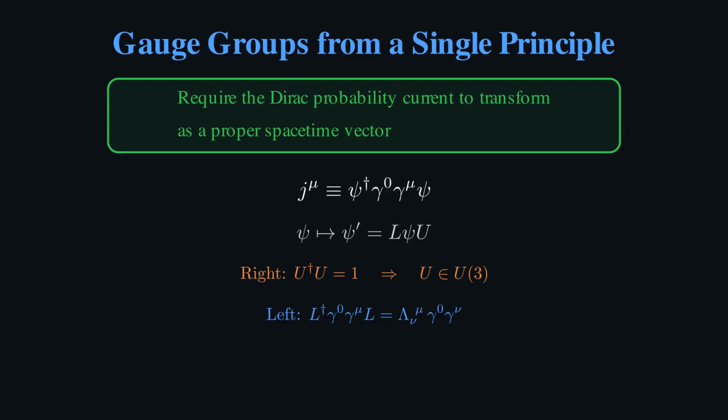First, the right action U must be unitary. This is automatically satisfied by all rotors in U(3), no constraint at all. Second, the left action L must map the spacetime bivectors gamma 0, gamma mu into Lorentz rotated versions of themselves. This second condition is where the magic happens.